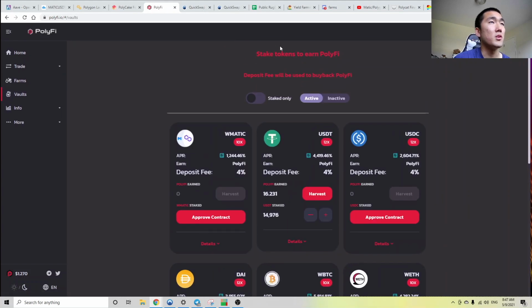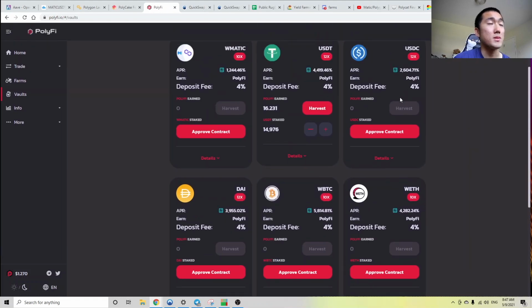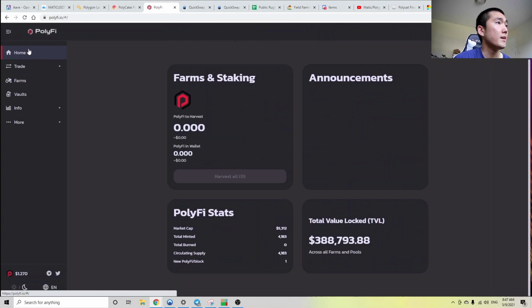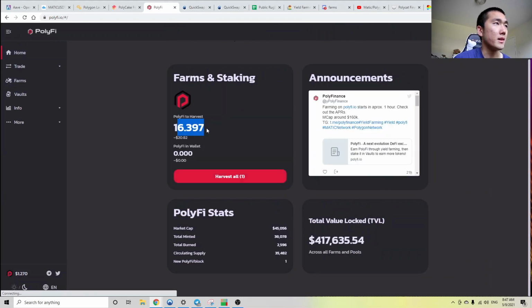Because if you don't know how it works, the deposit fee will be used to buy back the token. And the deposit fee is like 4%. And if you think about it, I'm earning a bunch of Poly. I'll just leave it on my screen so you can see how much Poly I accumulate and how much TVL grows. But these tokens I'm earning for free. And what am I gonna do with them? Well, I'm gonna dump them into the market because I don't want PolyFi, I want Matic. I wanna accumulate more Matic.